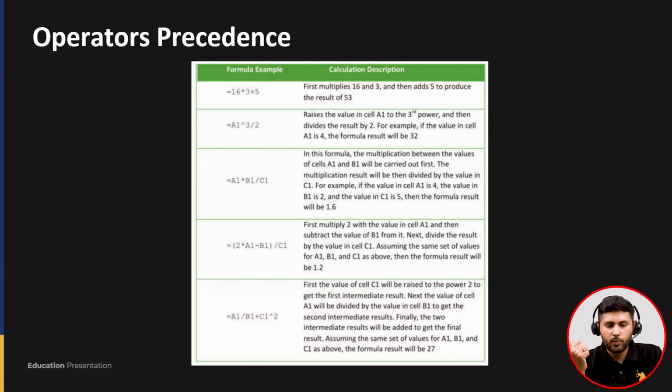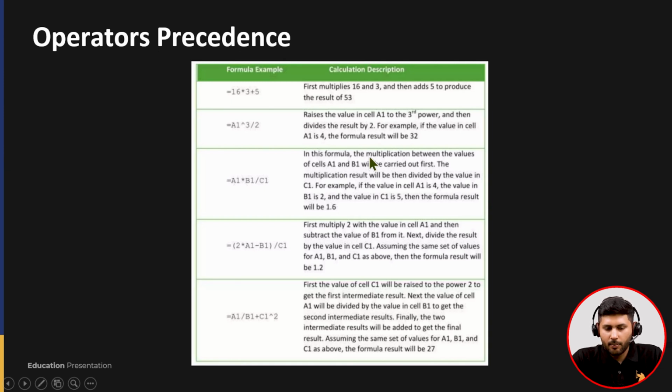Okay, so the result will be divided later because BODMAS says exponential comes first. When exponential is a part of BODMAS, E is exponential, so E will come first, and then we'll have division. Over here you can see A1 is raised to the power of 3 and then it is divided by the result. Same way over here, A1 into B1 divided by C1.